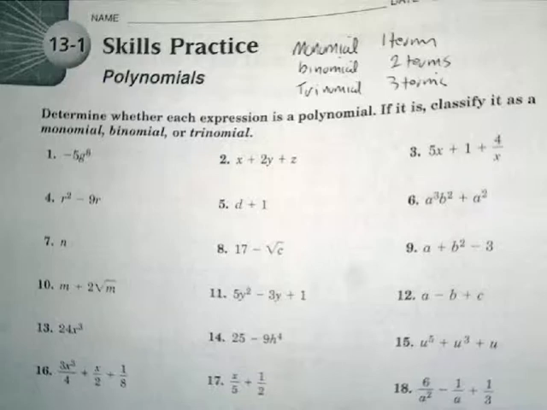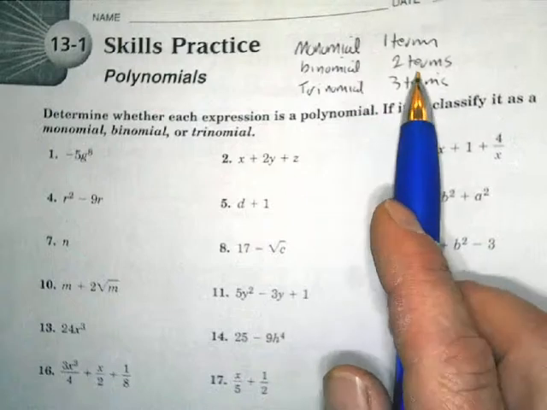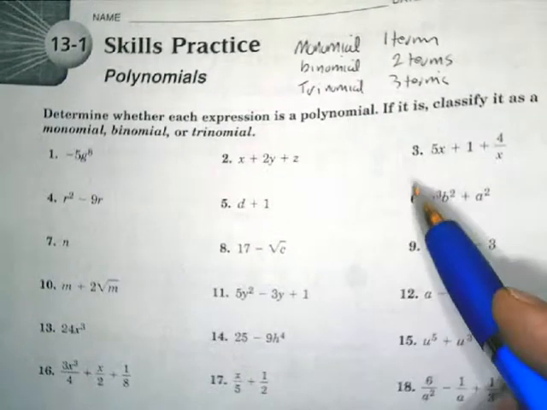Okay, today we're going to discuss polynomials. The first part we're going to do is determine whether each expression is a polynomial first, and if it is, classify it as a monomial, binomial, or trinomial. Again, the review: a monomial is one term, a binomial is 2 terms, a trinomial is 3 terms.